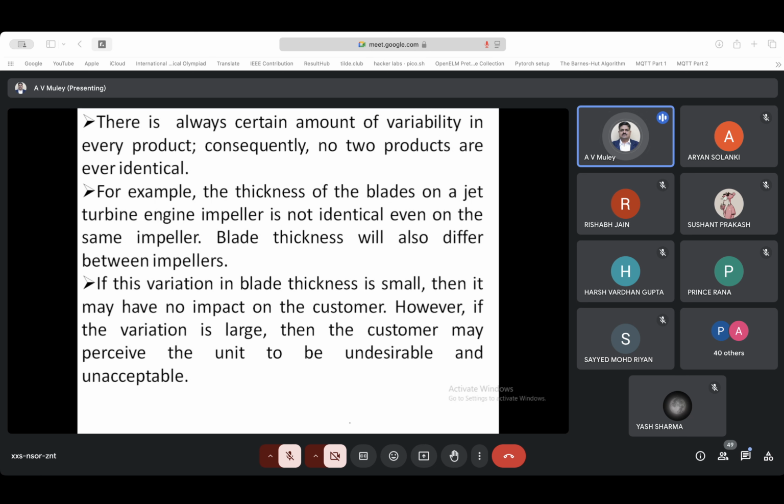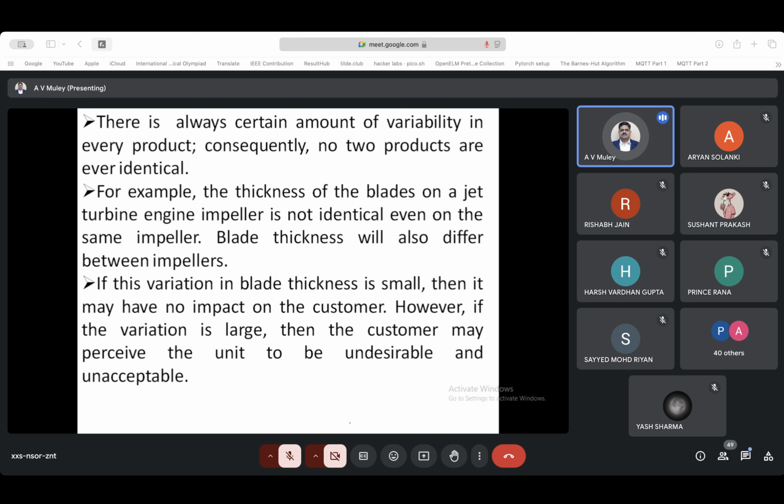However, if the variation is large, then the customer may perceive the unit to be undesirable and unacceptable. So you have to ensure that whatever you are fabricating, if there is a variation, and that variation is acceptable to the customer, it's okay. If not, then the part will be rejected. So you have to use an appropriate method to accept or reject that particular part.